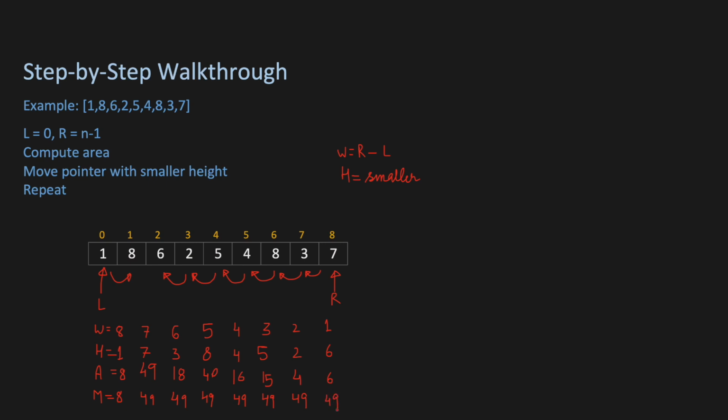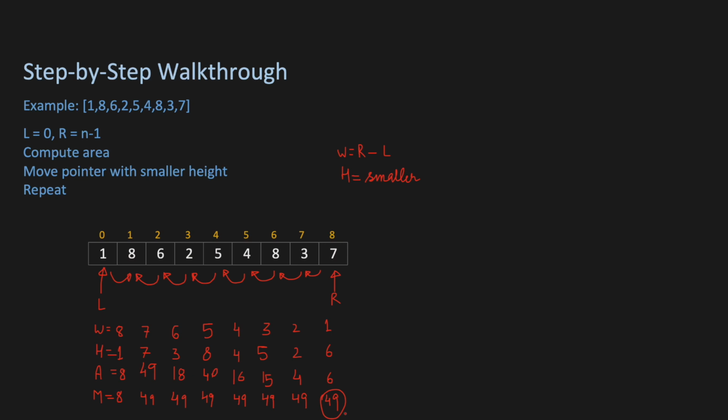49. If we move the R pointer again backward, L becomes equal to R and it will come out of the loop. So now the maximum area will be 49 and this will return 49 as the answer.